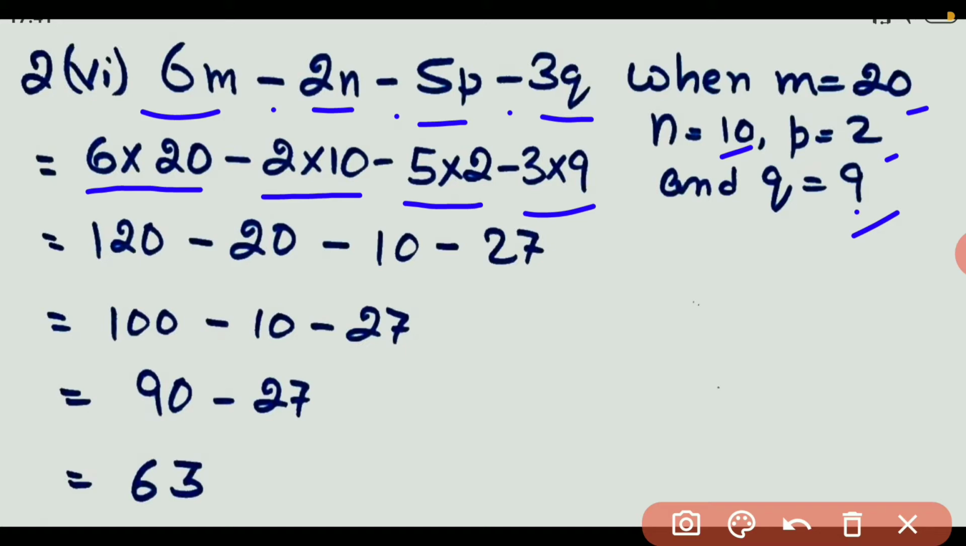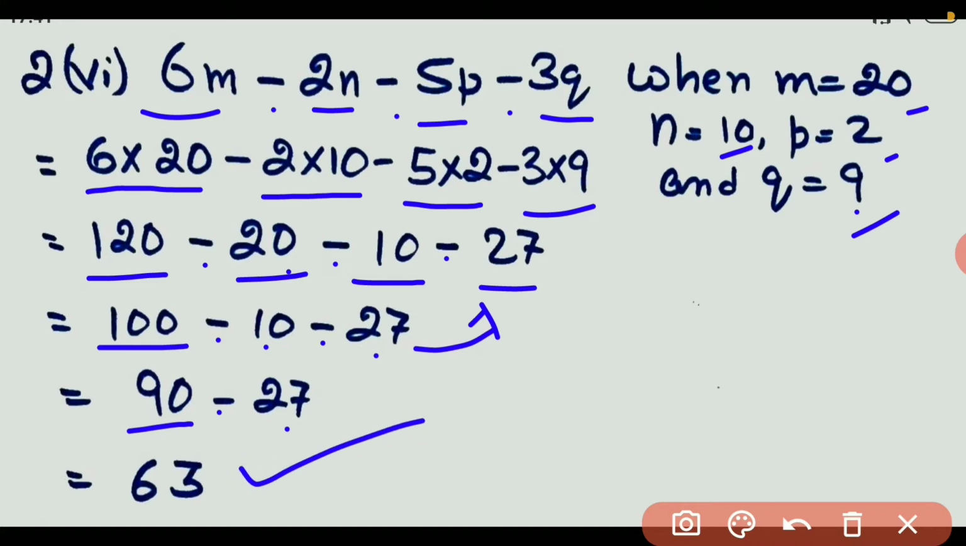Now 6 into 20 shall give me 120, 2 into 10 shall give me 20 with a minus sign here, so minus 5 into 2 shall give me 10 and minus comes here, and 3 into 9 shall give me 27. Now 120 minus 20 shall give me 100, minus 10 minus 27 as in the step above. Now 100 minus 10 shall give me 90 minus 27. Now 90 minus 27 will give me 63. This is how we are supposed to do number 2.6, right?